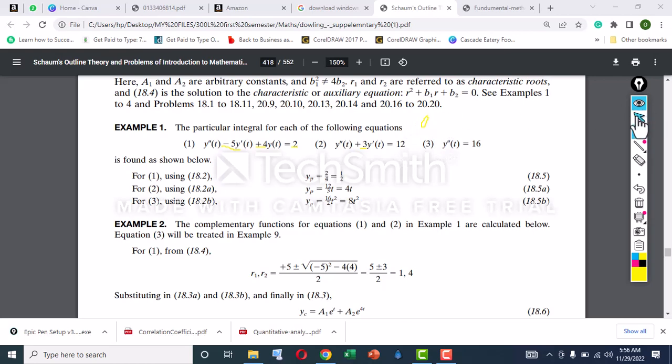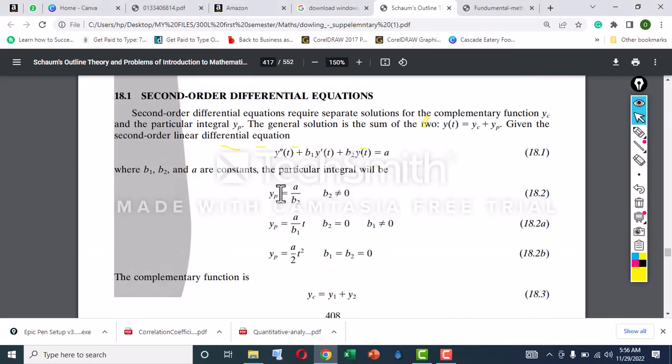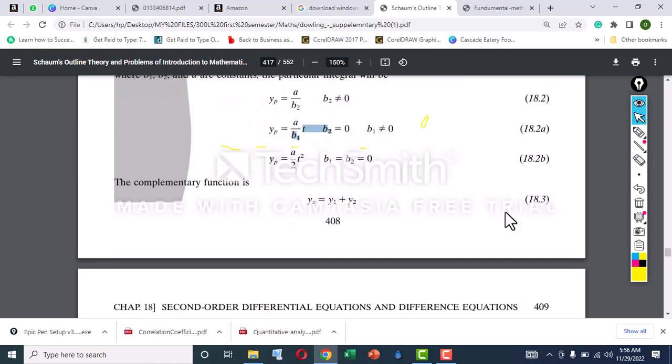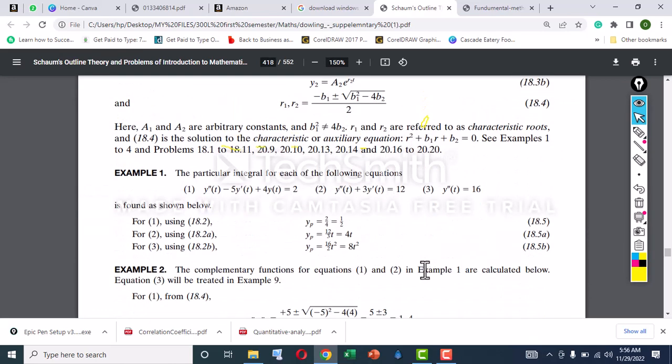So going back to our formula, B2 is 0 now, so you cannot use this formula. You have to use the second one. This second one says A over B1 times t, which is what we did here. A is 12 over B1, which is 3. 12 divided by 3, that's 4. Then t in front, that's 4t.